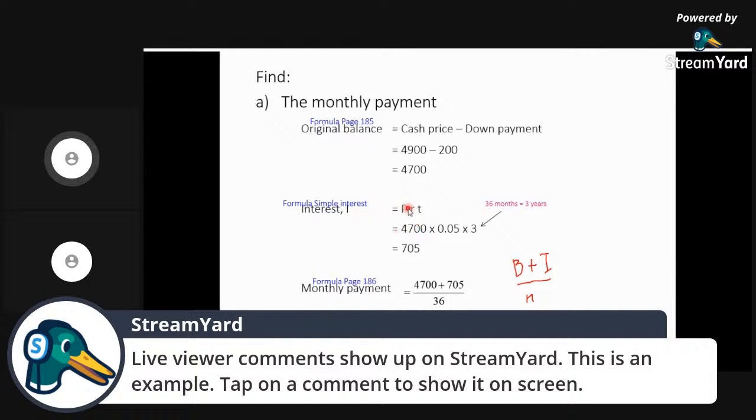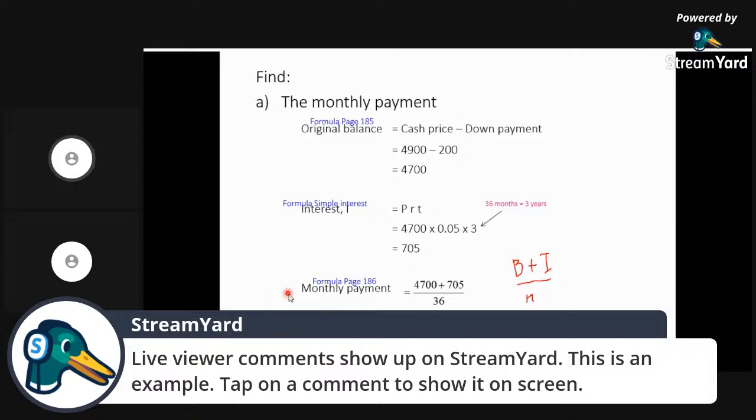Okay, so here P is the balance of hutang tadi, which is actually this one, 4,700. So 4,700 times R times T. Okay, so remember that T must be in years, so you need to convert 36 months into years, which is 36 divided by 12 equal to 3. So you have the answer 705.